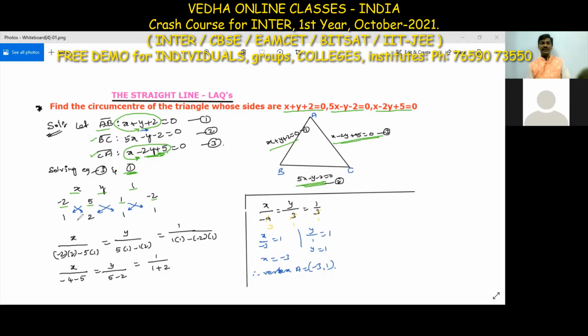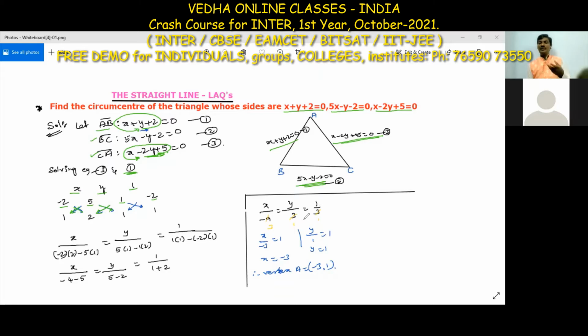After that, x divided by, like AD minus BC, like a determinant. We multiply the product of -2 and 2 minus 5 into 1, equals y by 5 into 1 minus 1 into 2, equals 1 divided by 1 into 1 minus 2 into 1. That is x divided by -4 - 5 equals y divided by 5 - 2 equals 1 divided by 1 + 2. So x by -9, y by 3 equals 1 by 3.